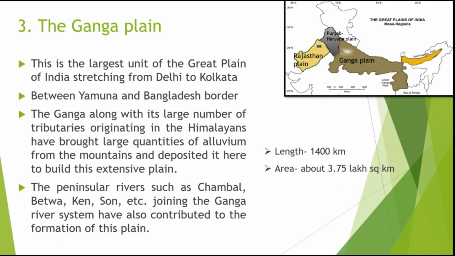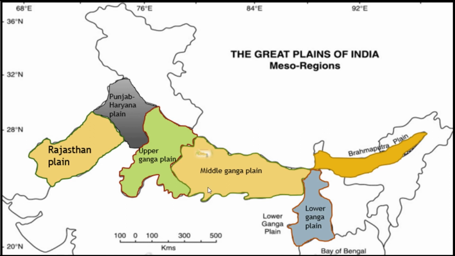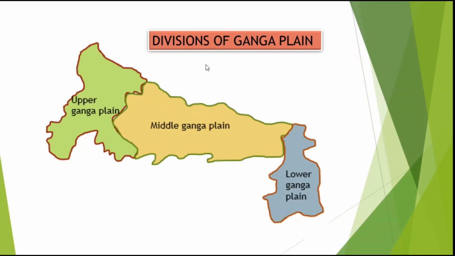The length of the Ganga plain is 1,400 km and its area is about 3.75 lakh square kilometer. The vast stretch of Ganga plain is divided into three: the upper Ganga plain, middle Ganga plain, and the lower Ganga plain. So these are the divisions of the Ganga plain: upper Ganga plain on the west, middle Ganga plain, and the lower Ganga plain.